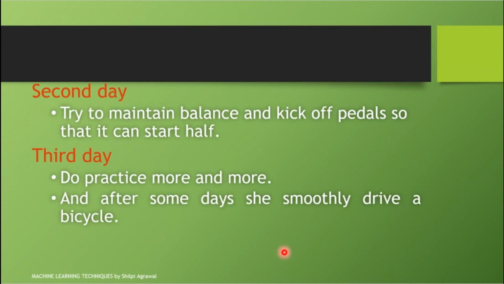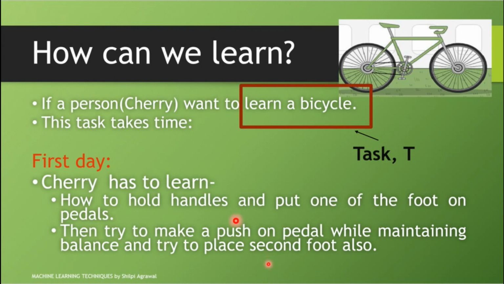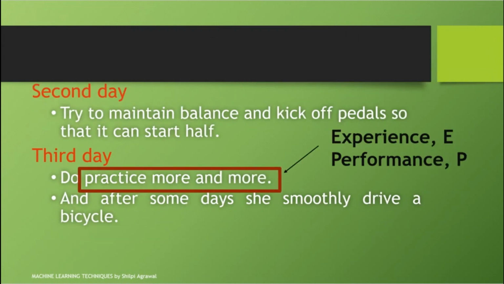So, how can we learn? Going back to the slide again, if a person Cherry wants to learn a bicycle, learning a bicycle is the task that she has to perform. The first day, she does some learning, so there is learning in this process. Then on the second day, she tried to maintain balance.